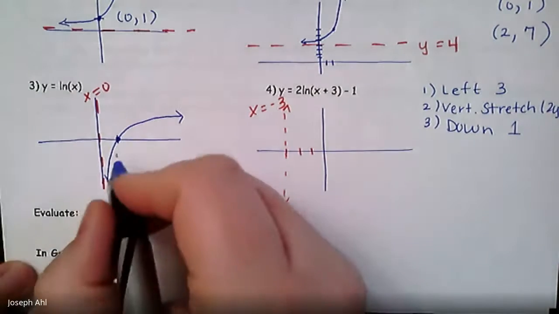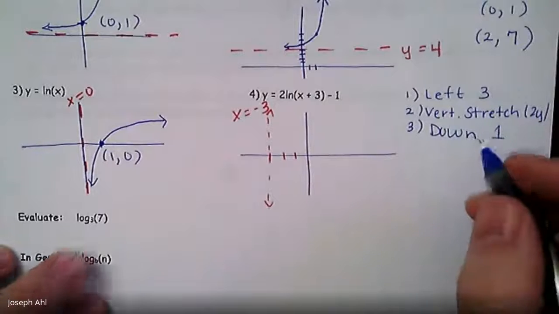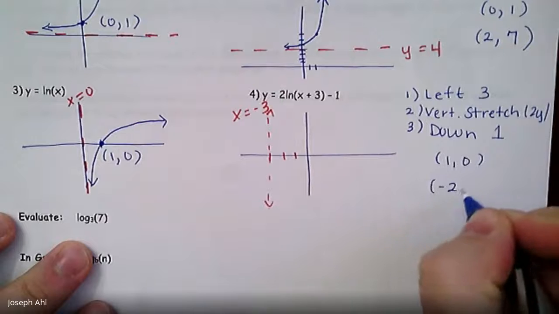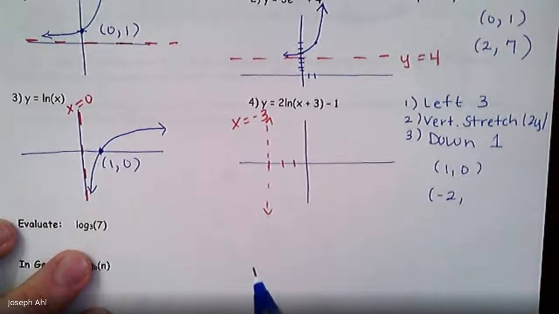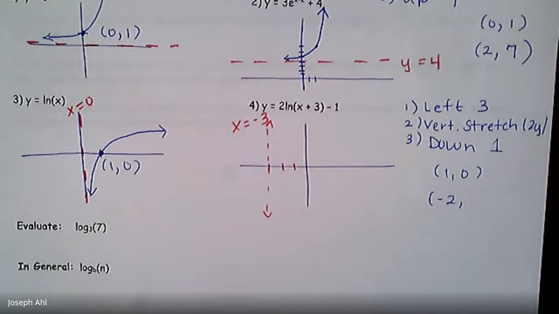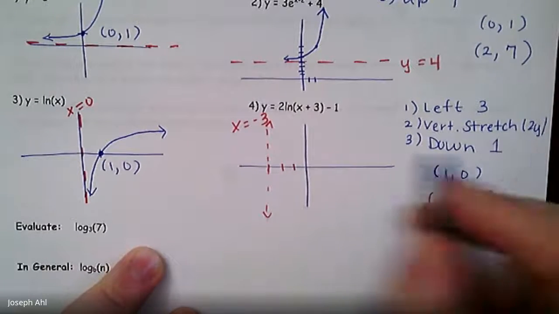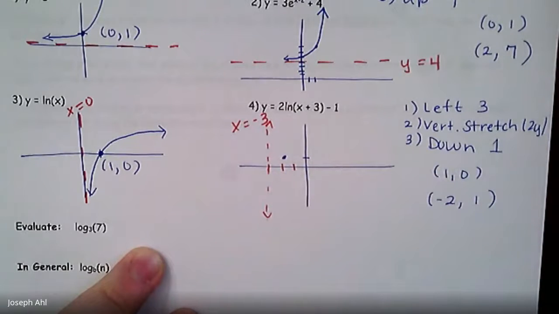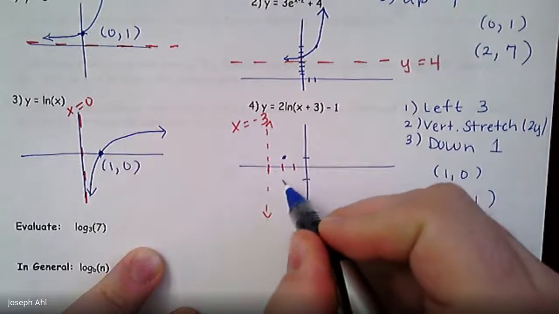And if we do the same, like where does this point go, (1, 0)? Well, it's going to go left 3. So now it has an x coordinate of -2. And we're going to double this y value and then add 1. So doubling that y value and adding 1, it's just going to be at (-2, 1) now. Oops, sorry, we were going down 1. (-2, -1).